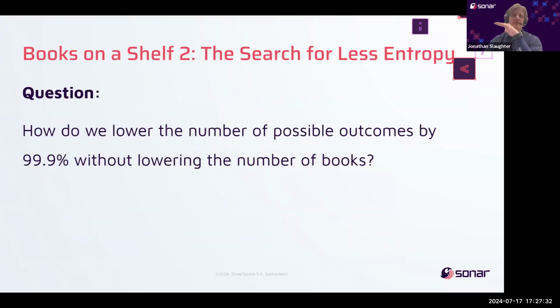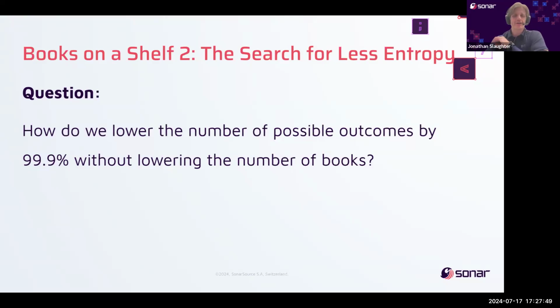So let's take a little example. Let's go back to our books on a shelf and let's start looking at the idea. So books on a shelf 2, The Search for Less Entropy. And if anybody can guess what Mel Brooks film this is making reference to, kudos to you. You can go ahead and throw that in the chat. And then at the end of the day, I'll see if anybody gets it.